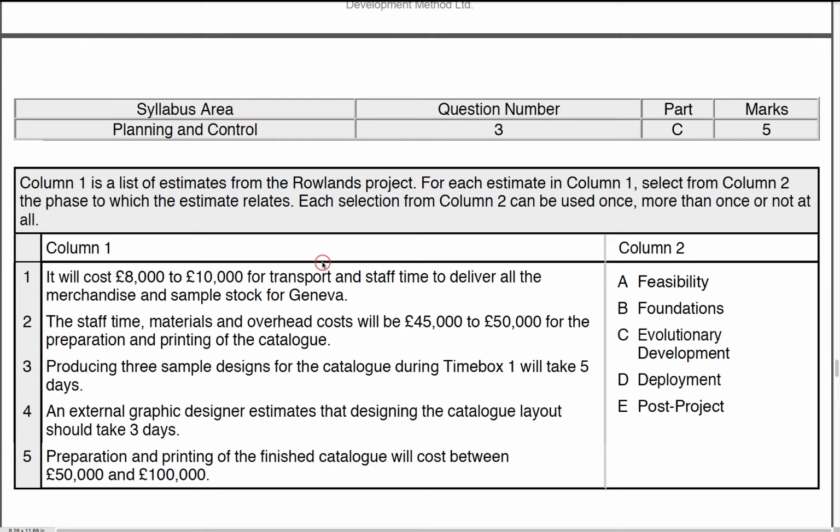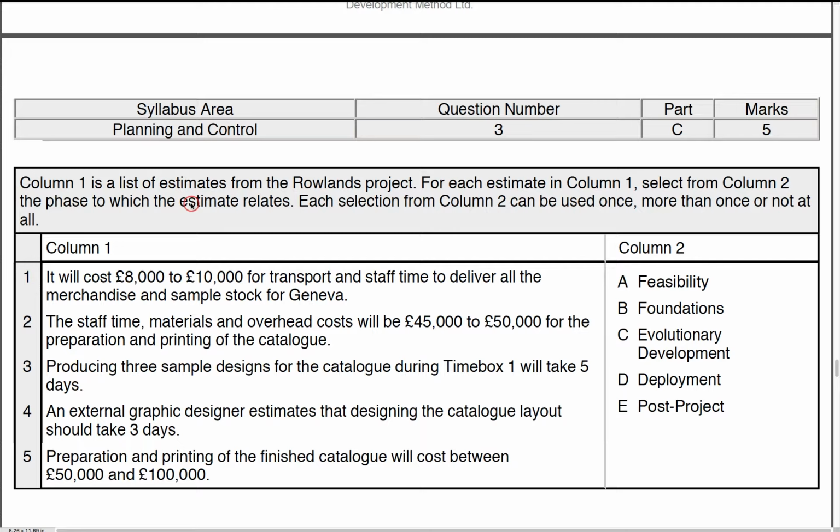Welcome to part C of question 3, planning and control. Again, we have 5 marks for this question, and it is very similar to the question we just looked at in part B. It has column 1 and column 2, once, more than once, or not at all. And this is looking at estimations. So it talks about estimates and estimations here.